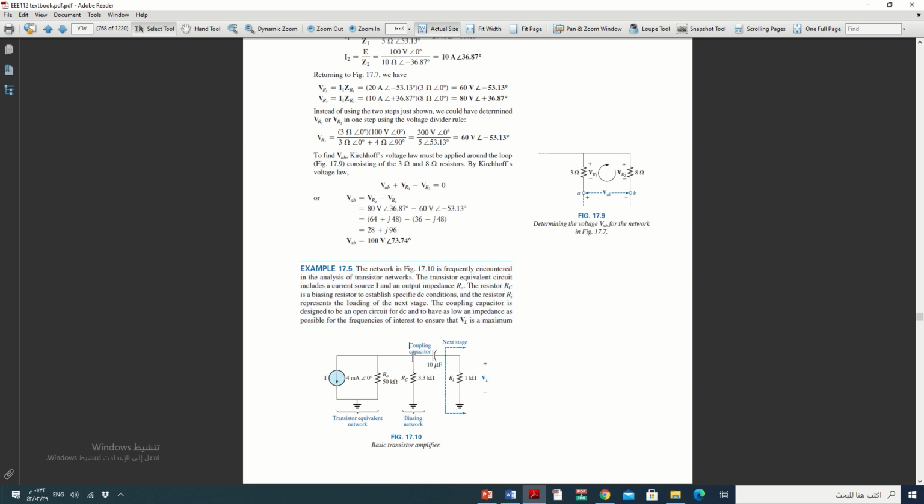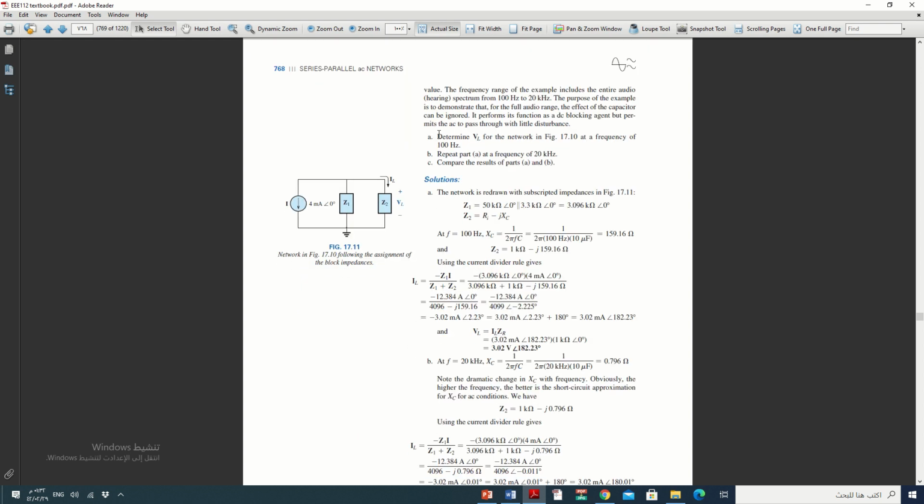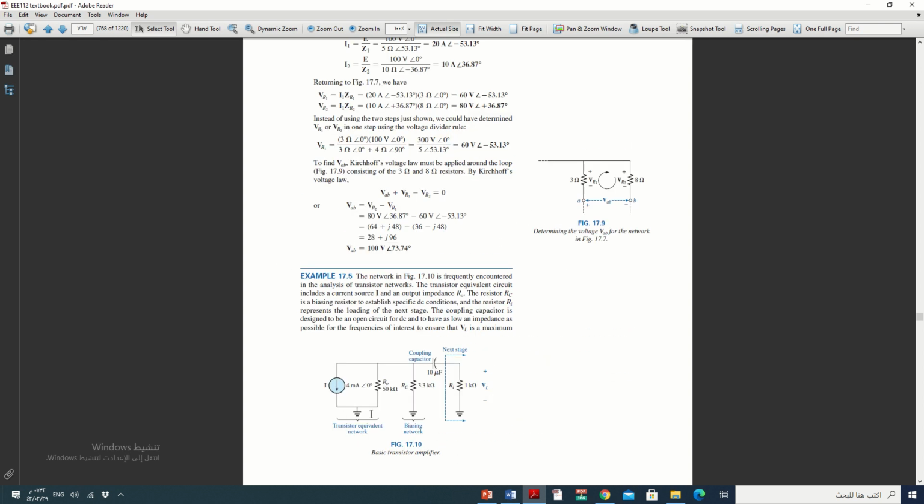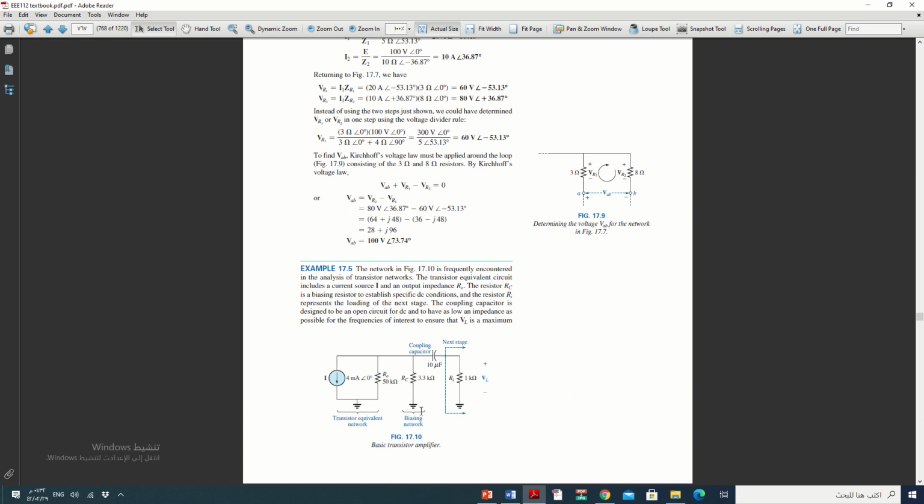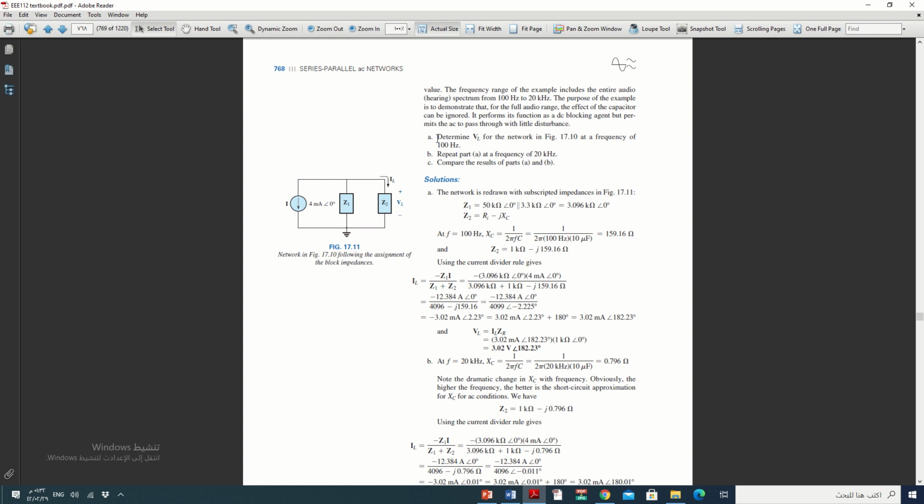Since it is all grounded, you can connect it together. It will be one circuit. And here, part A: determine VL for the network in figure 17.10 at a frequency of 100 Hertz. After that, we will repeat the same steps with 20 kilohertz and see the difference. What will be the VL, the load voltage?